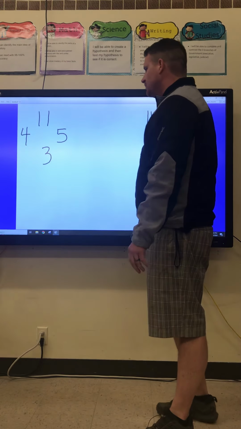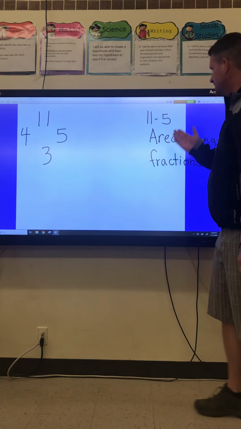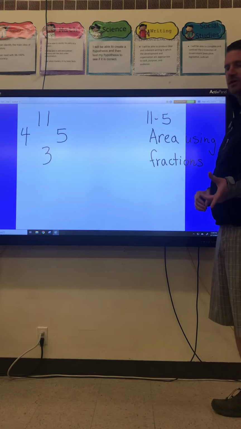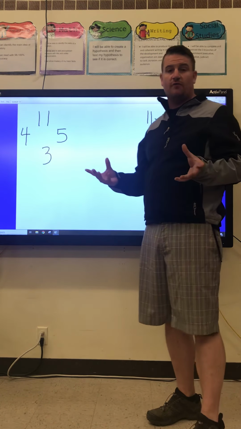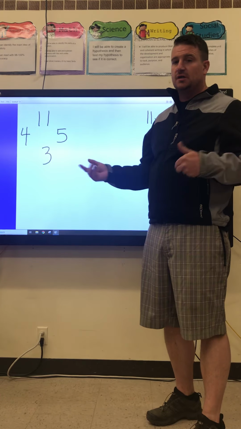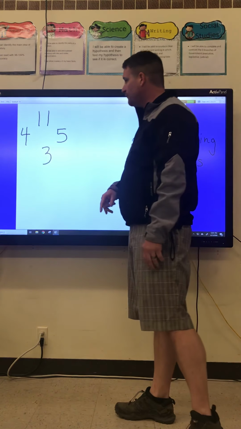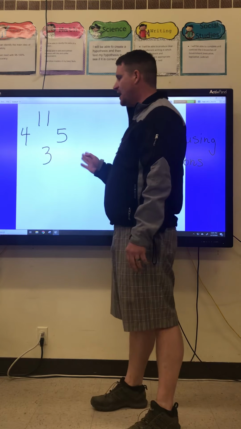We always start out with our 24, but before we get to that, this is going to be 11-5, area using fractions. So we'll go into some practical uses of our multiplying of fractions. This 24 for today is 4, 11, 5, and 3.